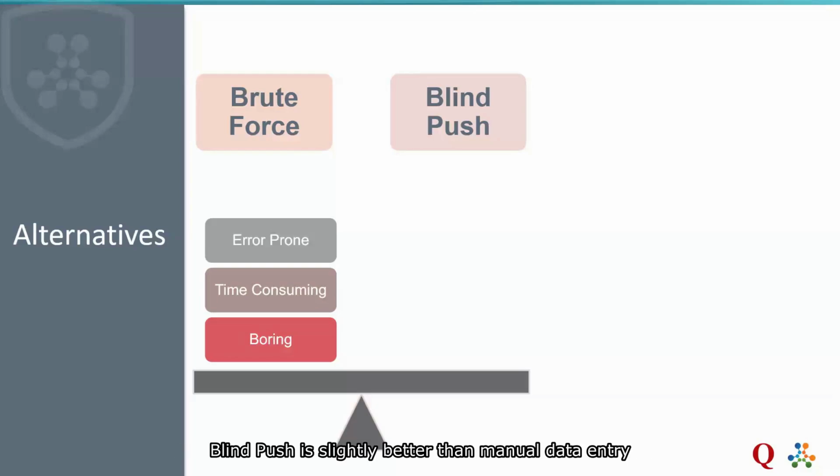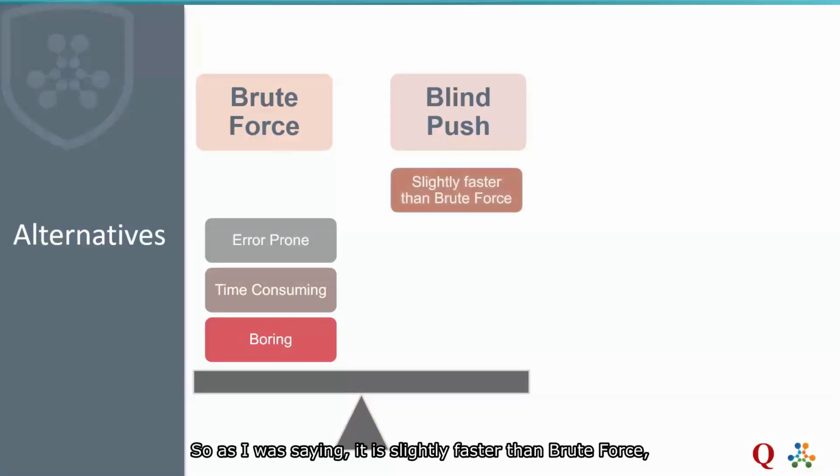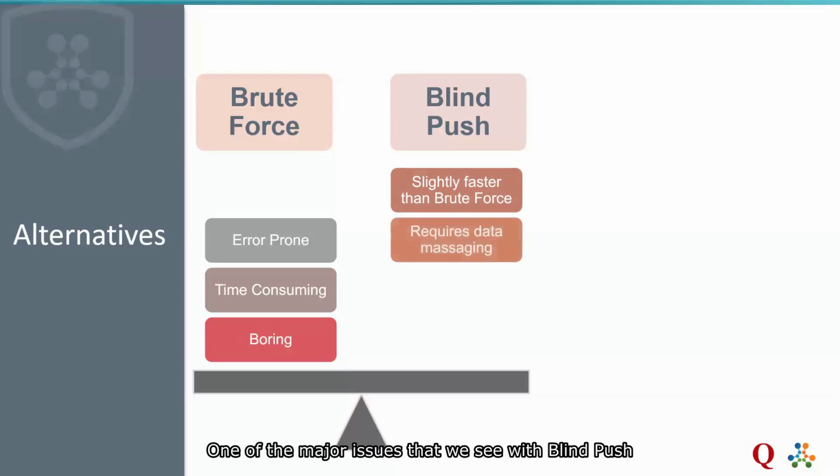Blind push is slightly better than manual data entry or brute forcing that data into Rootstock, but it does come with its own sets of issues that we often come across with a lot of our prospects. As I was saying, it is slightly faster than brute force. Again, it does have its own set of issues. One of the major issues that we see with blind push, or using an import tool with the CSV export, is it requires a lot of data massaging.